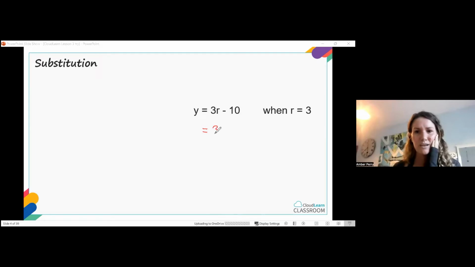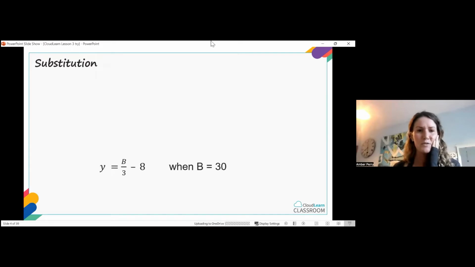We've got 3 times by r, so that's 3 multiplied by 3. Subtract the 10 then. 9 minus 10 is indeed -1 there. Well done. I think we've just got a couple more of these. A fraction one, okay, so we've got a dividing and then a subtract. So think about the order of operations there.